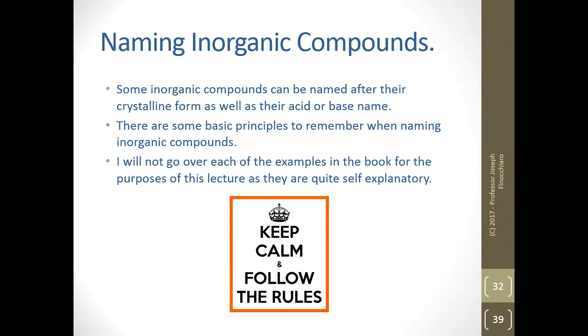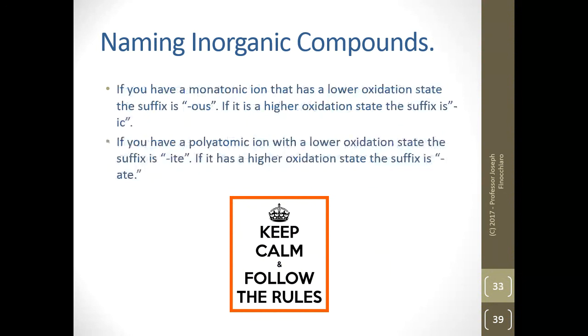There are some basic principles to remember when naming inorganic compounds. Now, I'm not going to go over each and every one of the examples in the book. That's why it's there. Read the book, and these are fairly self-explanatory. This is not like quantum physics here. If you have a monatomic ion that has a lower oxidation state, the suffix is OUS. If it's a higher oxidation state, it's IC. If you have a polyatomic ion with a lower oxidation state, the suffix is ITE. If it's a higher one, ATE. So memorize one, own it cold, and you should be able to figure out the opposite.